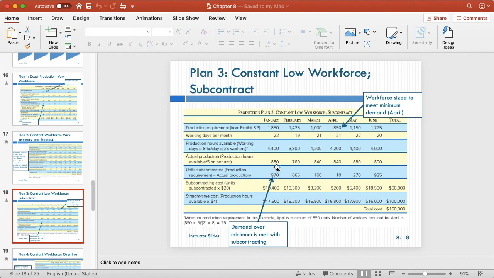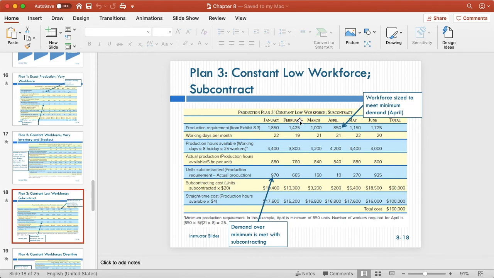How can you get this 970? You buy from other suppliers by using subcontracting. Okay, and we know that for every unit, the subcontracting cost is $20. And since you have 970, you use 970 times 20 to get the total subcontracting cost. And for the units that you produce yourself, you use this production hours times 4 to get this straight time cost.